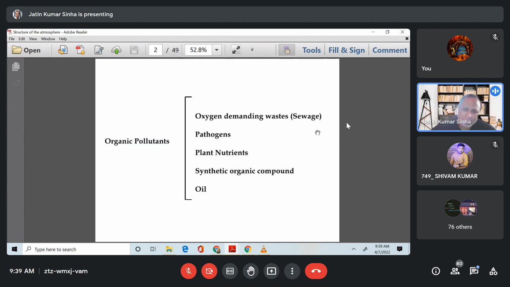In the organic pollutants category, we have oxygen-demanding waste, which is basically sewage. Then we have pathogens, then plant nutrients. Then we have synthetic organic compounds, which basically come from industrial activities. Then oil spills. An oil spill is a very rare event, but it does happen many times.